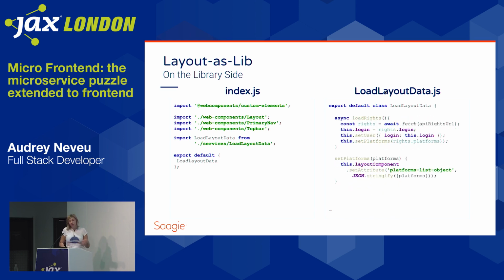If we're looking at the load write method, for example, it's going to send then to update some information about the user and some information about the set of platforms it is allowed to see. So it's going to call the set platforms method, and the set platform method is going to call the attribute change callback method, because it's going to call the set attribute method with the proper parameters and the new values for these parameters, being here the list of available platforms. And that's the only thing the load layout data JavaScript is doing.